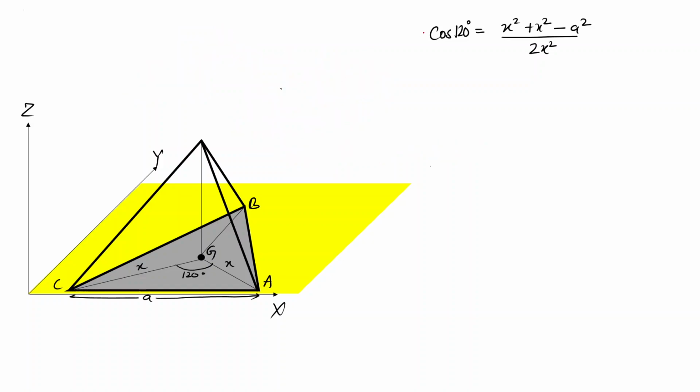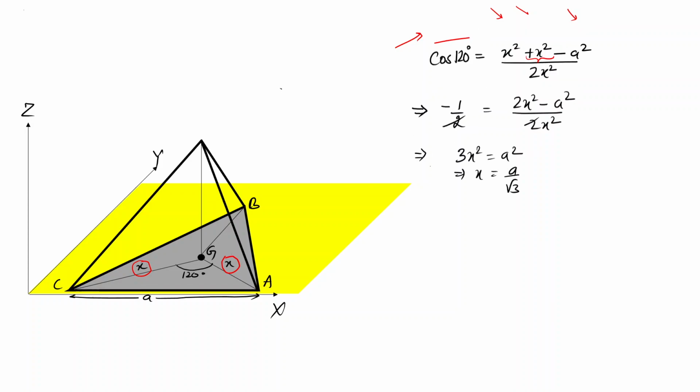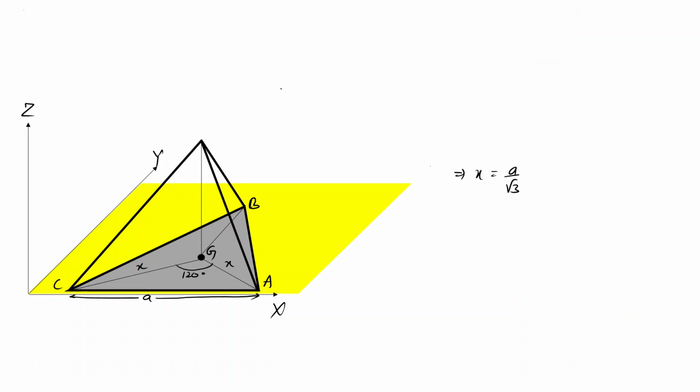Let's just apply this cosine formula here, cos 120 degrees. So I have summed up the squares of these x's and then subtracted a square, and then 2 into x squared, and cos 120 degrees is minus half, and then from there we calculate the length. This length x turns out to be a by root 3. Okay, so now we are going to dig into this triangle DGC.